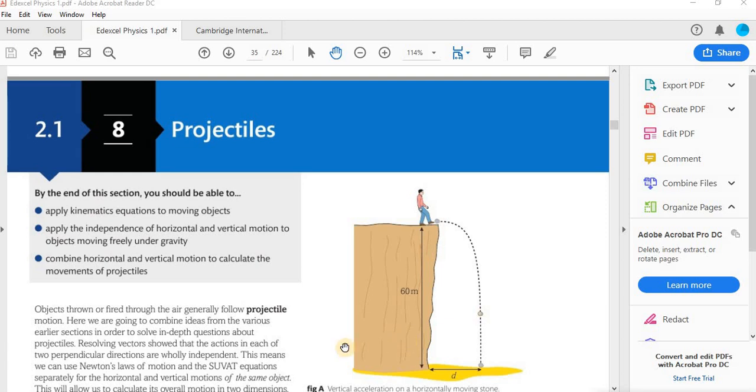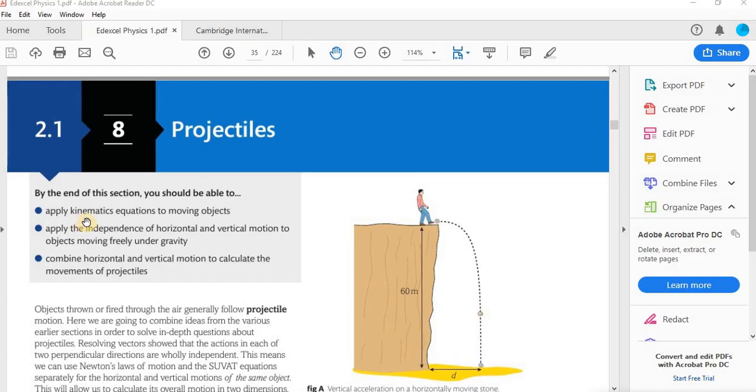Is projectiles. So the objectives of this section are applying kinematics equations to moving objects, and applying the independence of horizontal and vertical motion to objects moving freely under gravity.